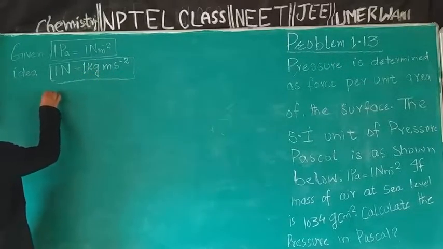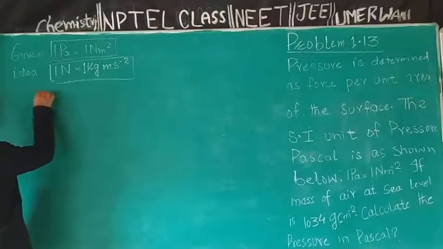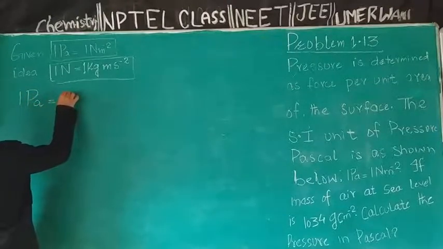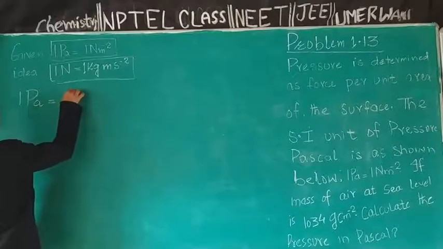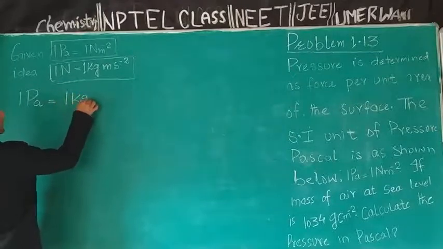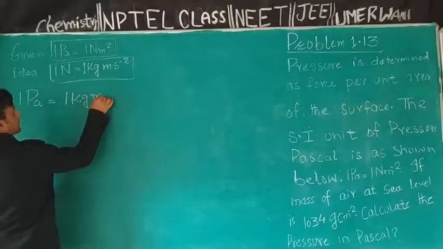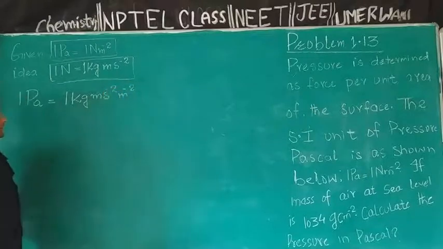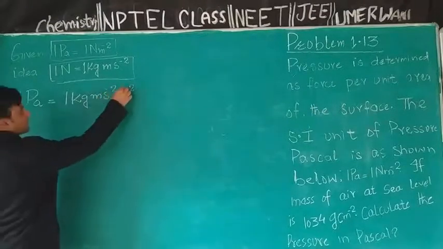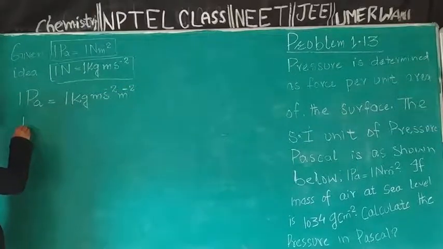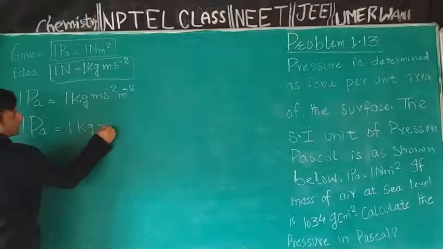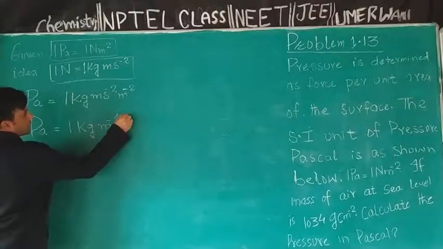So I will write 1 Pascal is equal to 1 kg meter second inverse square divided by meter square, and 1 Pascal will come equal to 1 kg meter inverse second inverse square.